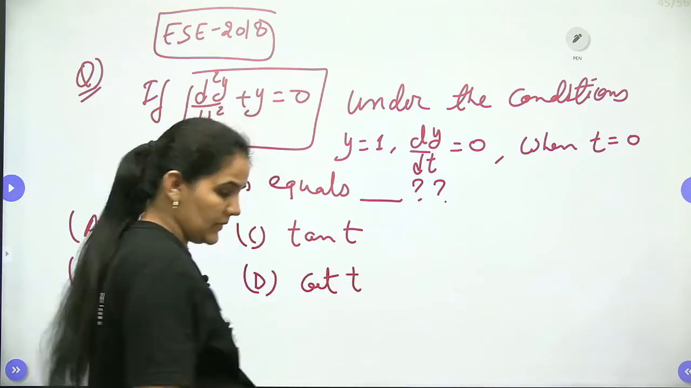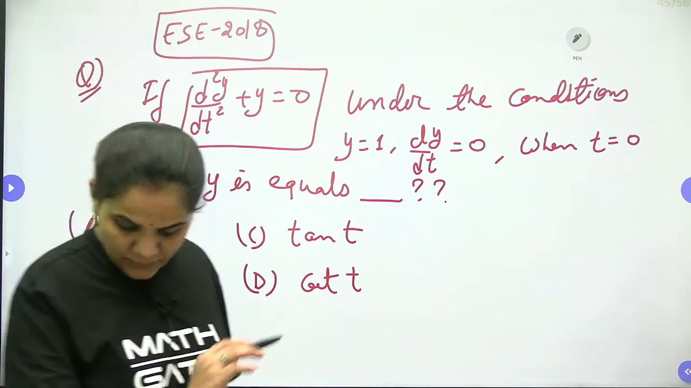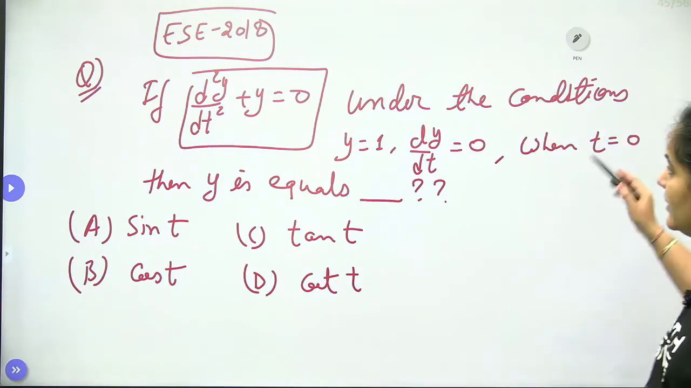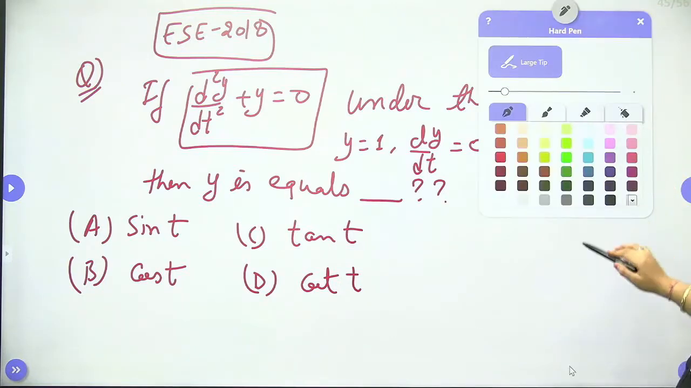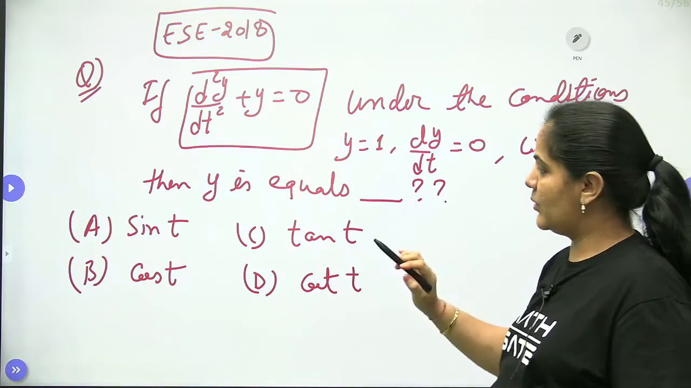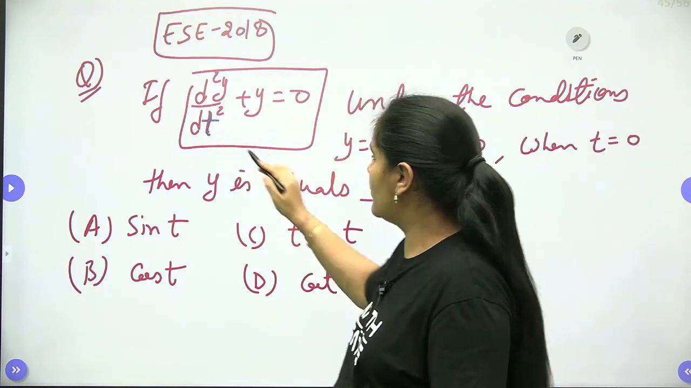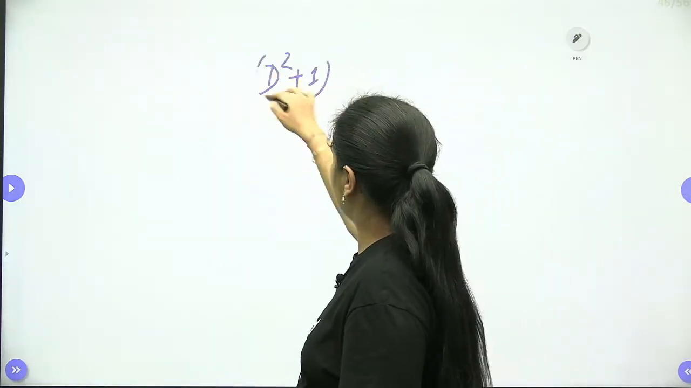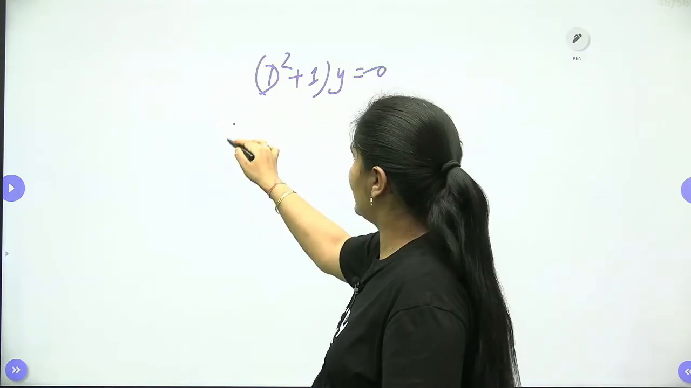Okay, yes, so let's approach the question. It's a simple question, we can easily approach it. This is an engineering service exam question, dear students. It is d2y by dt2 plus y. So my equation will be (D square plus 1) y is equal to 0. Yes, exactly.